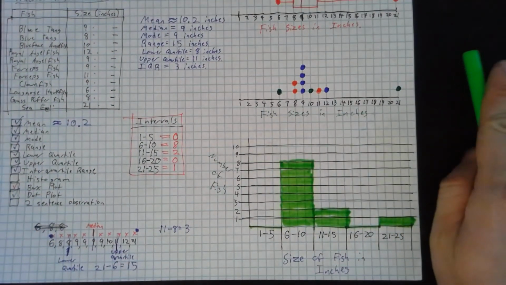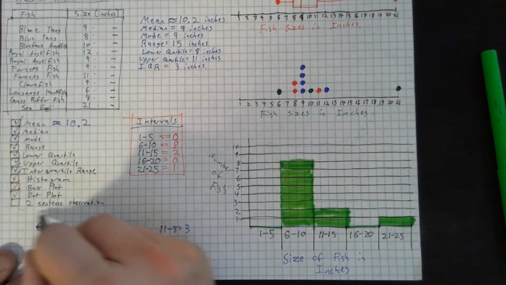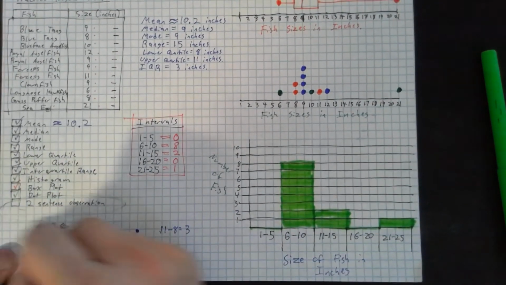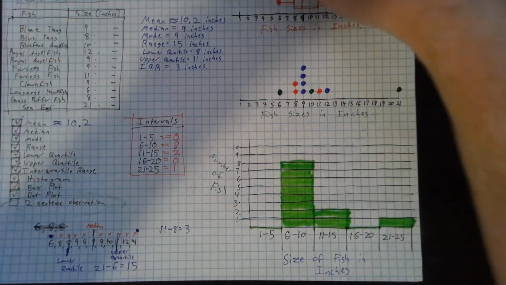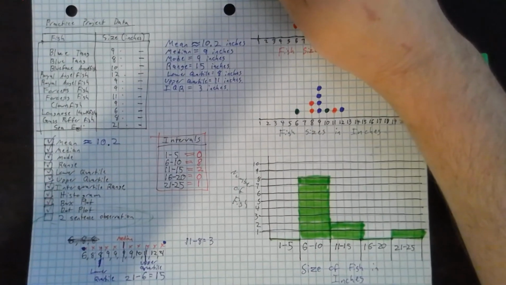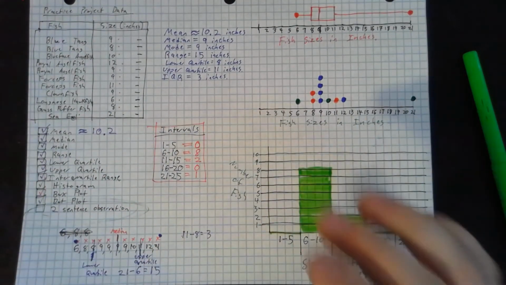And that's it for my histogram. And that really only leaves the last part, my 2-sentence observation. And this is the one I can't give you right now. This is the one that I'm not going to write down on this paper, but for the most part, this is how your project or your practice project should look.